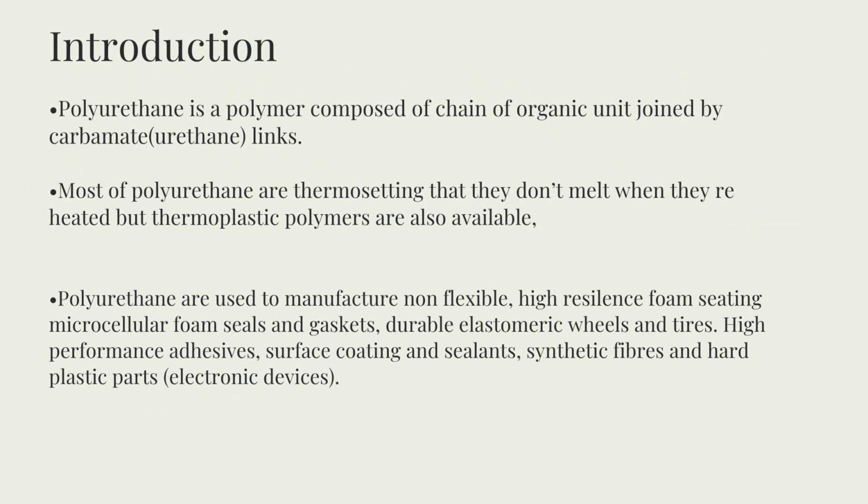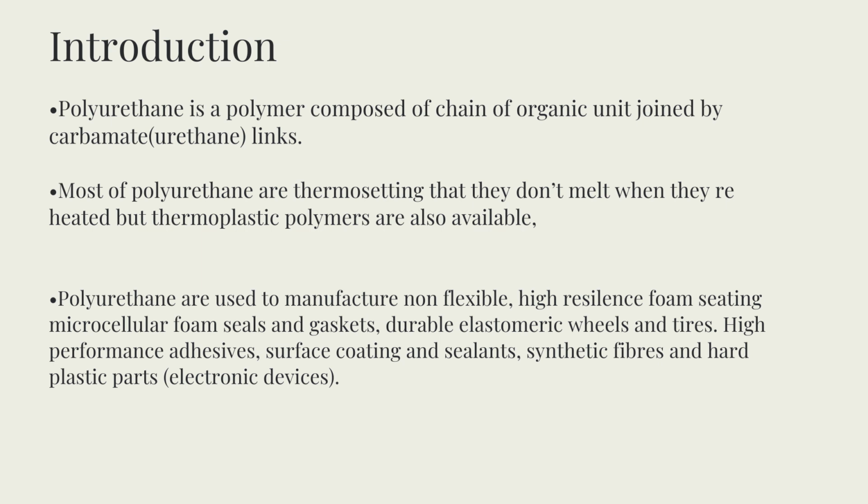So, first we'll take a look at polyurethanes. Polyurethane is a polymer composed of a chain of organic units joined by carbamate (urethane) links. Most polyurethanes are thermosetting, meaning they don't melt when heated, but thermoplastic polymers are also available.